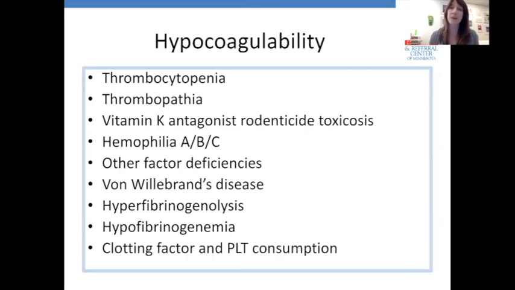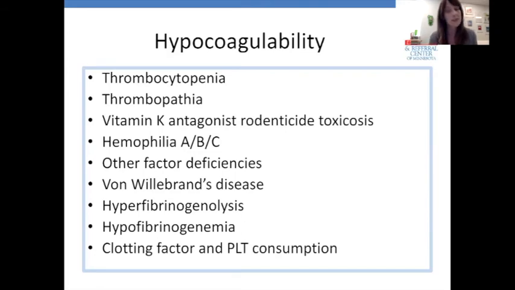But let's get to the hypocoagulable patients. Those are patients that are thrombocytopenic, that don't have normal functioning of their platelets. It also includes rodenticide patients, vitamin K antagonist rodenticide patients, and hemophiliacs, which we don't see a lot of, but I do have a case example at the end of a really cool hemophiliac patient that I saw. So we do occasionally see them. Other factor deficiencies are really rare.